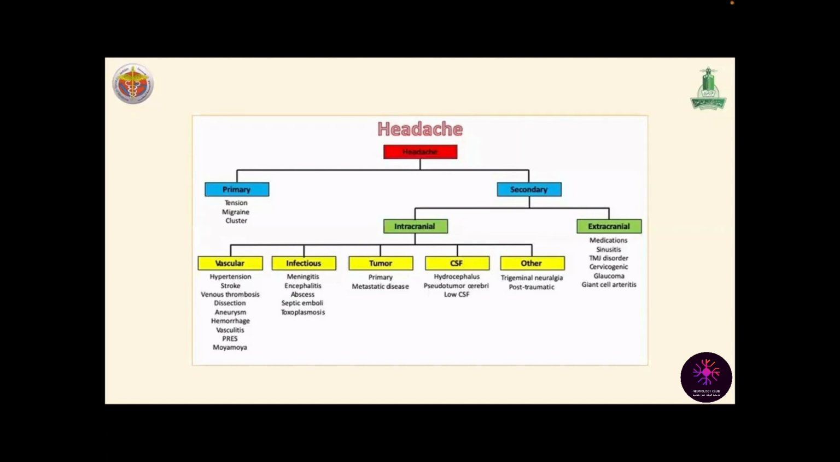Also, we have in this category abscess or toxoplasmosis as an opportunistic infection in people who are immunosuppressed. Also, we have tumors that can be primary or more commonly metastatic, and any CSF abnormalities causing hydrocephalus, so increased intracranial pressure, and pseudotumor cerebri that is commonly known as idiopathic intracranial hypertension. Also, low CSF can cause headache. And other etiologies like trigeminal neuralgia or post-traumatic.